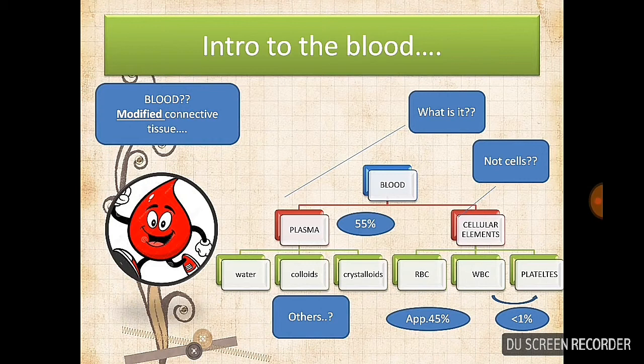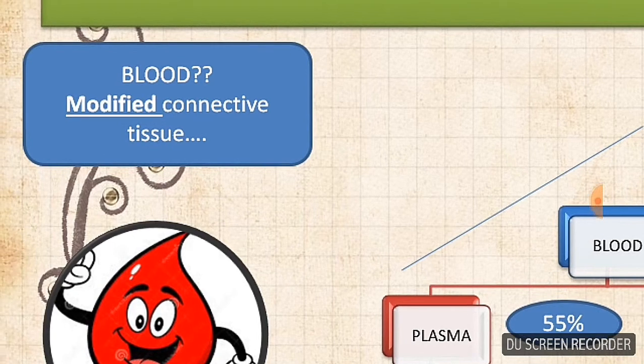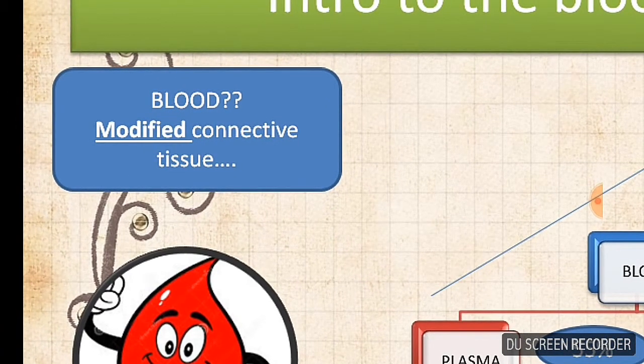Coming to the introduction to the blood, if anyone asks us what is blood, we immediately tell, oh, it is a connective tissue, right? But the word which we forget here is modified connective tissue. Why is the blood a modified connective tissue? There are two reasons for it. Unlike the other connective tissues, the cellular elements present in this connective tissue are separated by a considerable amount of intercellular element. This is the first point.